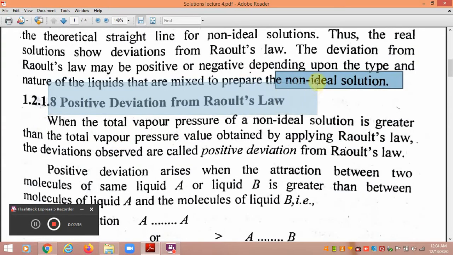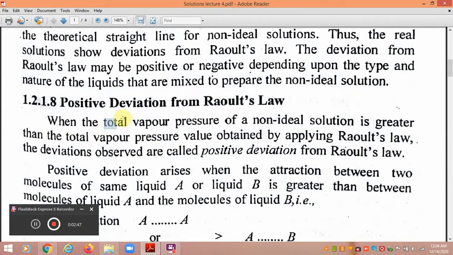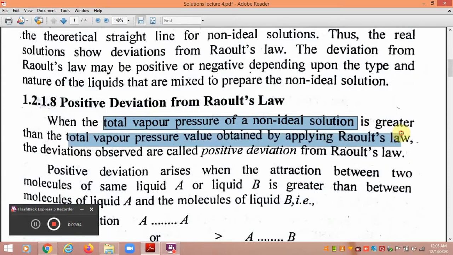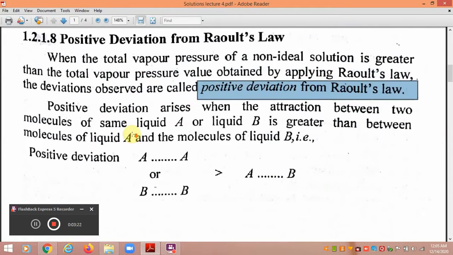In the first case, positive deviation from Raoult's law for a non-ideal solution, it is observed when the vapor pressure of the non-ideal solution is greater than the total vapor pressure obtained by Raoult's law. It is very important to discuss the positive deviation. When the total vapor pressure of the non-ideal solution is greater than the total vapor pressure of the solution obtained by applying Raoult's law, the deviation observed is called positive deviation.